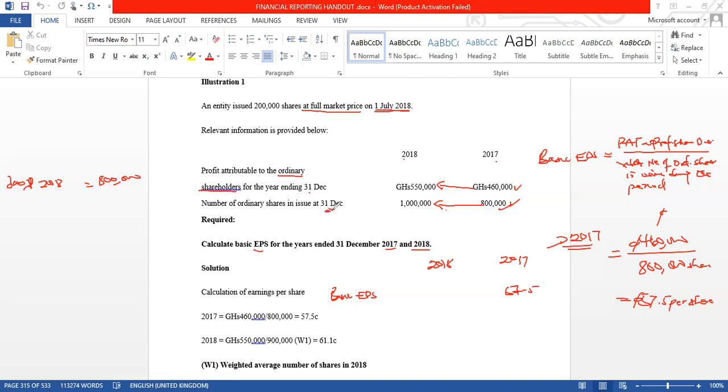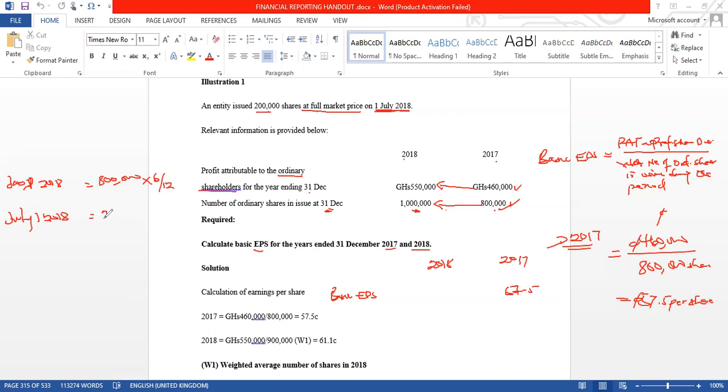Now, looking at the end, they said that as at the end of the day, we had 1 million. All right. And we are also told here that the new share of 200,000 that came to add up to this 800,000 to give us 1 million actually happened on 1st July. So in a sense, our 800,000 actually happened for just 6 months. And remember, we are told we need to take note of the date and apportion the earnings over the shares as such. All right, so please take note of that. So it means that from July 1, 2018, there was an addition of new shares.